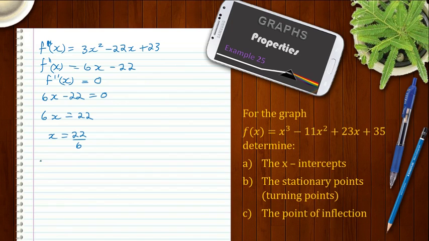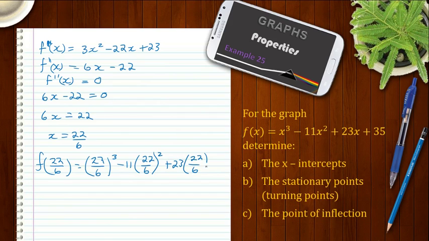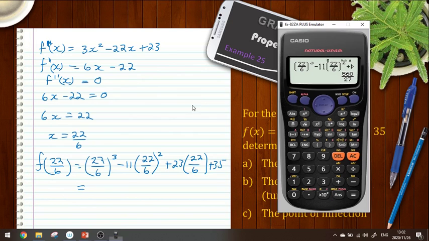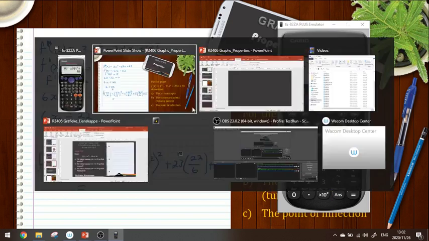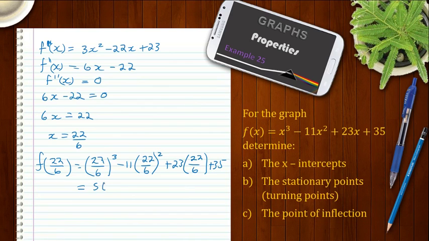Let's just write this out. So substituting into our original graph, we'll get 22 over 6 to the power 3 minus 11, then 22 over 6 squared plus 23, 22 over 6 plus 35. All right, then the answer was 560 over 27.